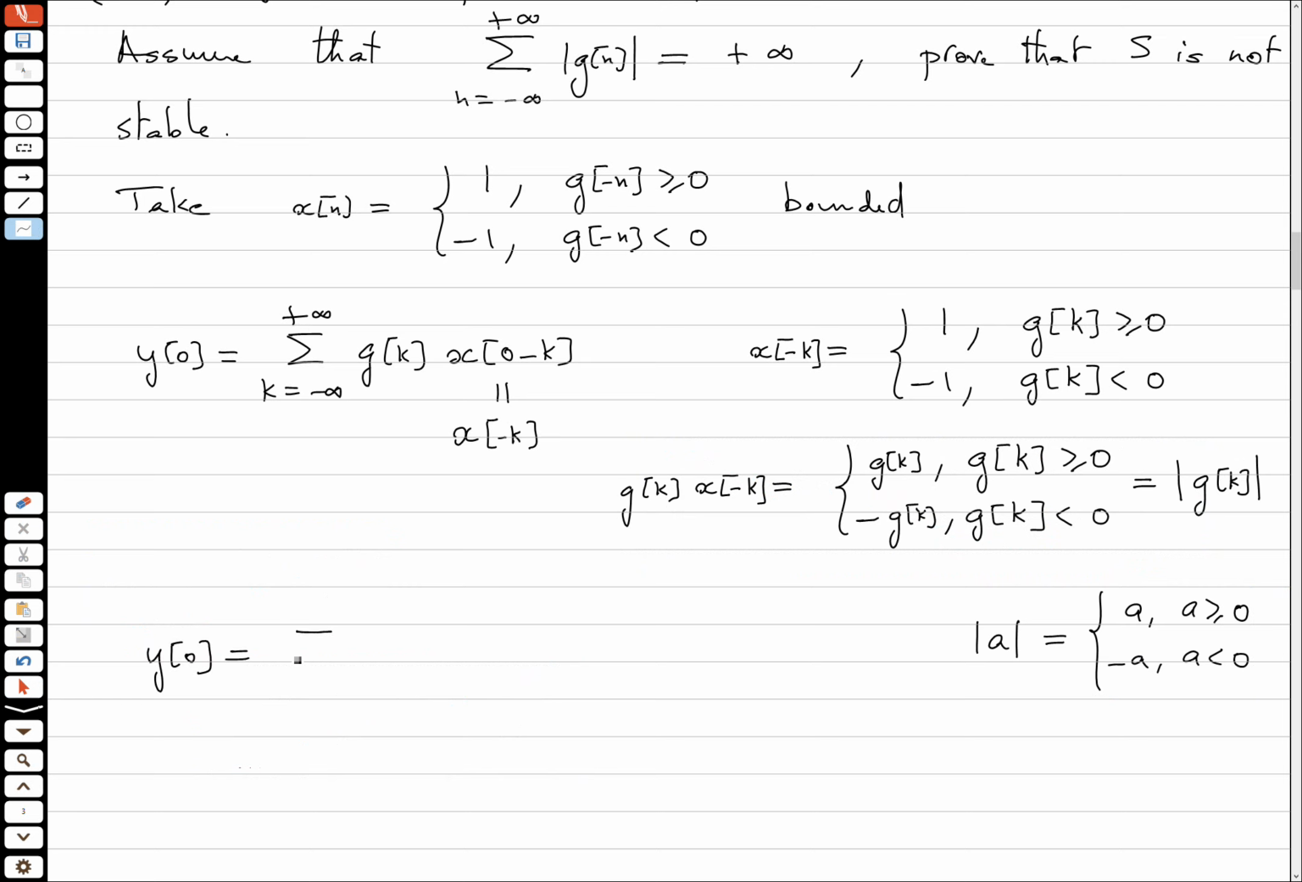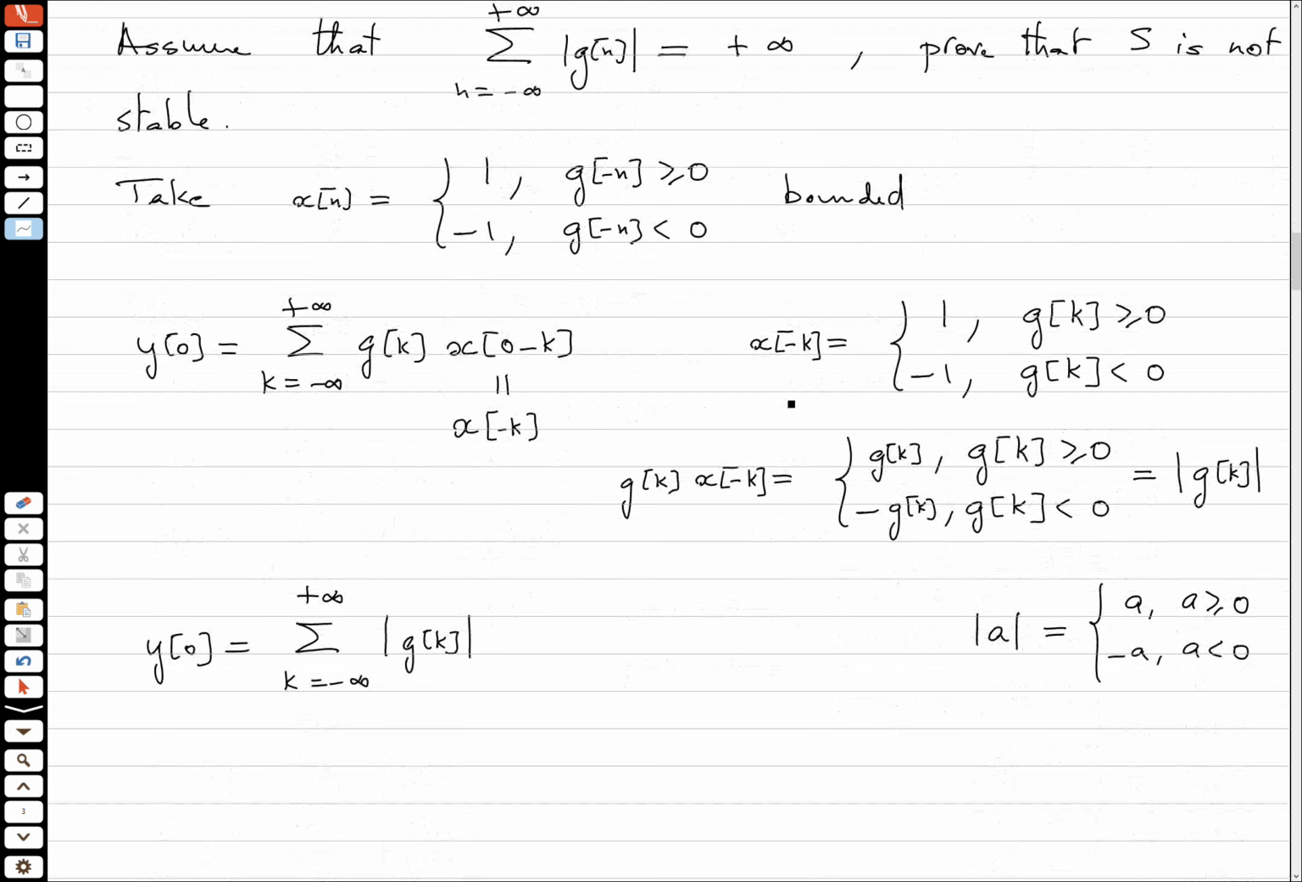All right, so let me continue. So g of k times x of minus k is the absolute value of g of k. But we assume it's plus infinity. So this is plus infinity. Wow. I don't even need to see whether y of n is bounded or not. y of 0 itself already blows up all alone. So y of n is not bounded.